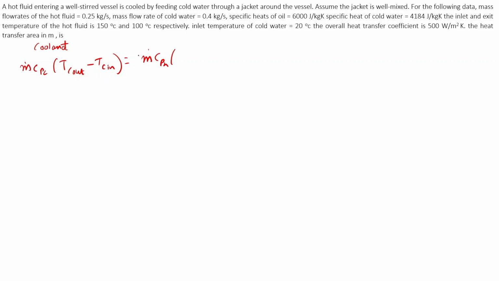We need to take a look into the direction of heat exchange. Based on that, we can write it as coolant outlet minus coolant inlet, and similarly it will be hot fluid inlet minus hot fluid outlet. So yes, we can put these values. The mass flow rate of the coolant is given as 0.4 kg and the specific heat is given as 4184. You can use these two values over here. 0.4 into 4184. Tc out we don't know, and the inlet is 20 degrees Celsius.